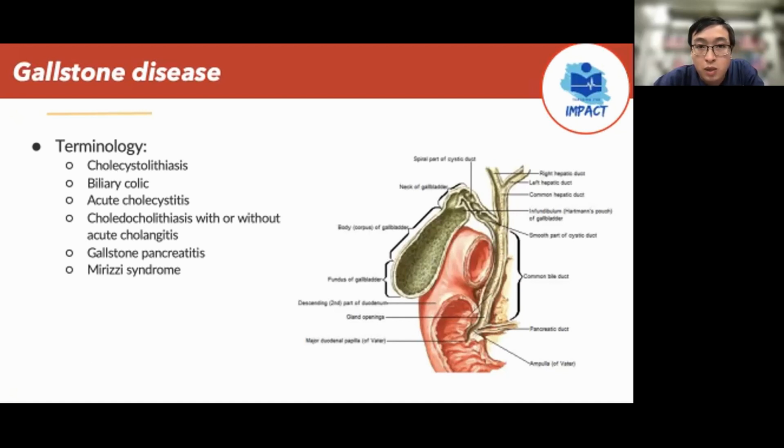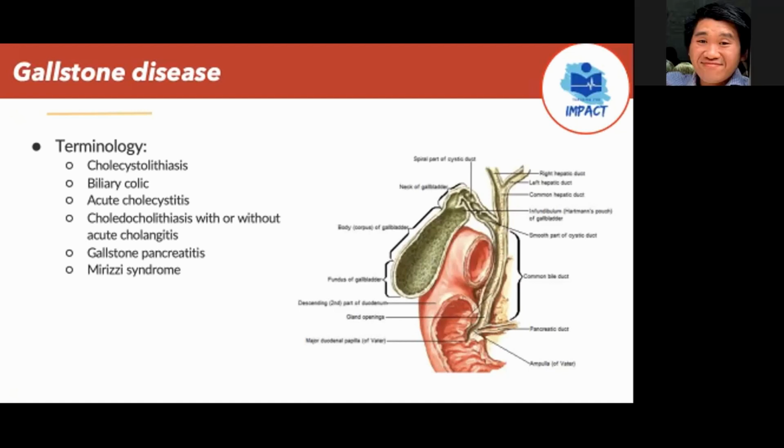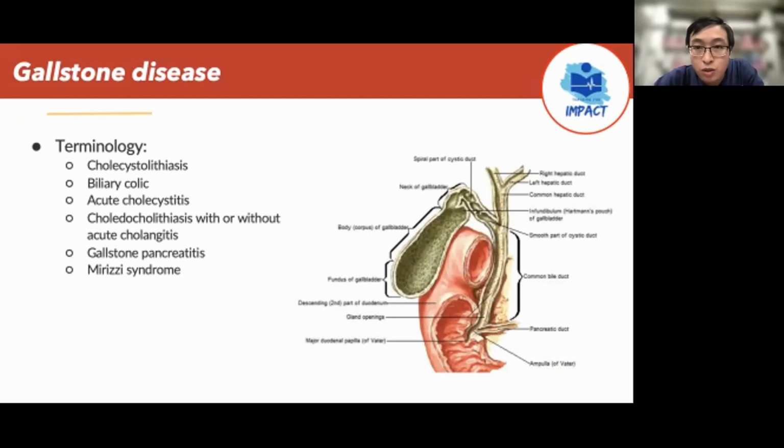Biliary colic. Can someone give me a short, sharp definition of biliary colic? It's like intermittent right hypochondriac pain. Yeah, that's right. So it's the term used to describe the pain that's classically associated with gallstone disease.